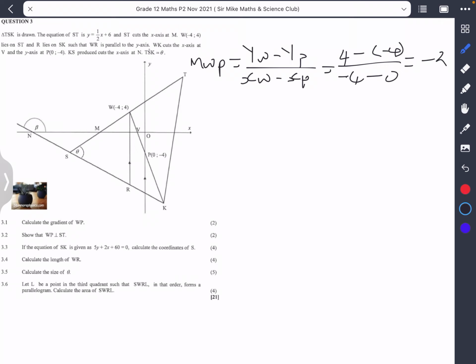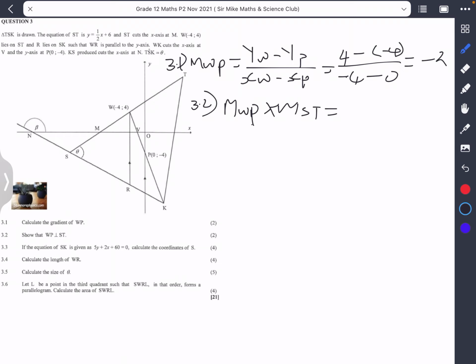So that was for 3.1. For 3.2, I'm going to multiply the gradient of WP, M of WP, by M of that line ST. Remember, we actually have the gradient of ST. They said the equation of ST is y equals a half x plus 6, so that half is the gradient of that line ST.